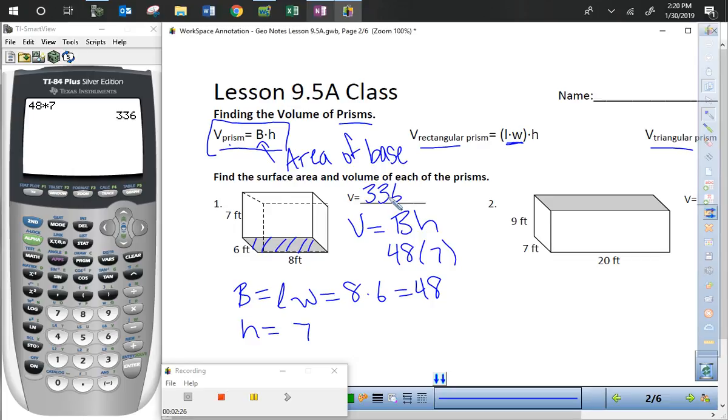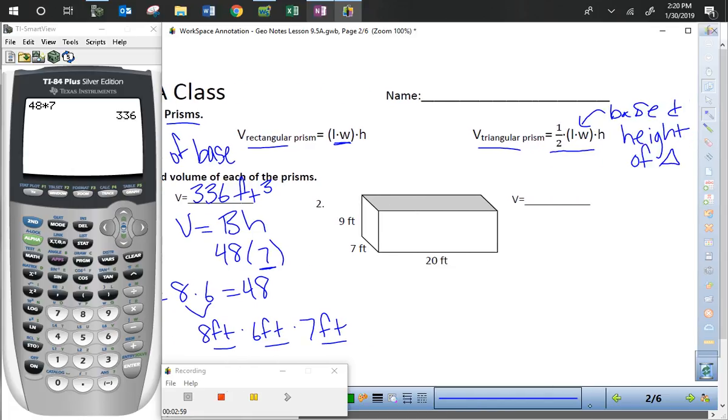336. Now let's chat label, okay, because volume is different than surface area was. When we came up with the base, it was from 8 feet times 6 feet. But then we went ahead and multiplied that by 7 as well. So now for volume, we've really got feet times feet times feet. So that ends up looking like feet cubed, to the power of 3, because we're dealing with 3 different dimensions here.